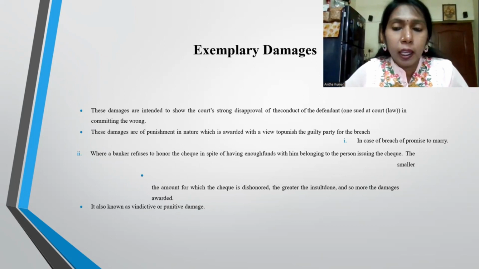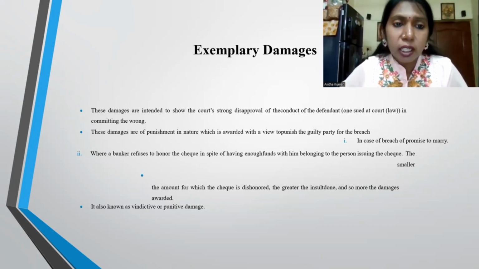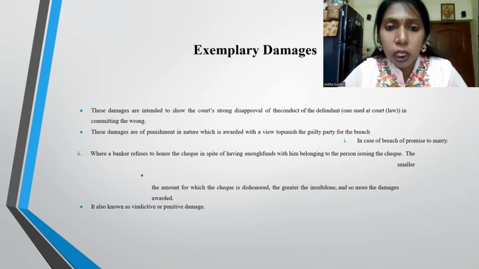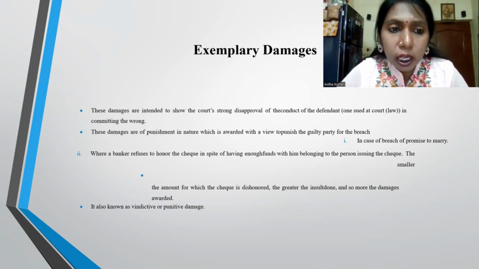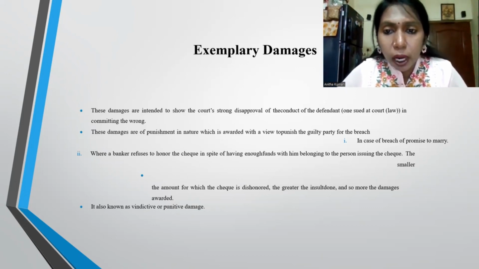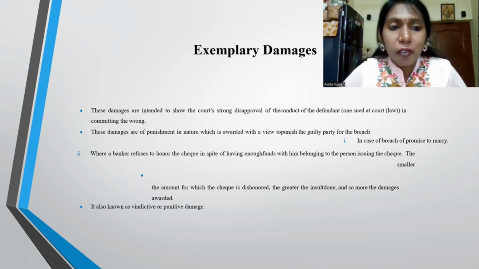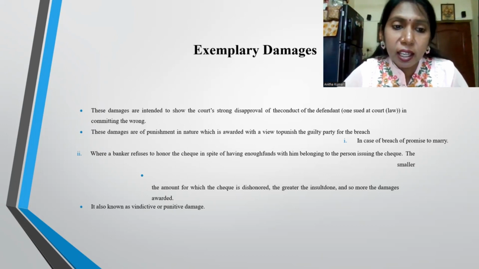Exemplary damages. This is an extraordinary case. So what is called exemplary damages? The damages are intended to show the court's strong disapproval of the conduct of the defendant, once sued at a court, in committing a wrong. These damages are punishment in nature, which is awarded with a view to punish the guilty party, where a banker refused to honor the check. So this is an extraordinary case when the banker refuses to honor the check.